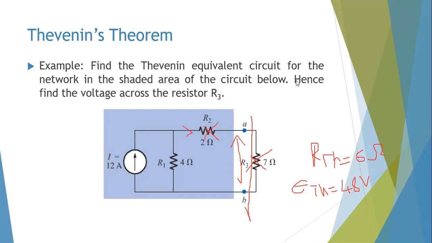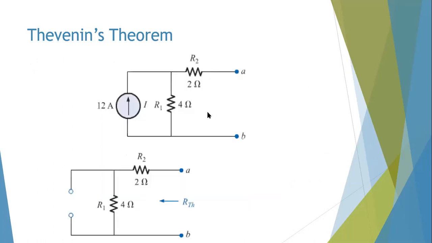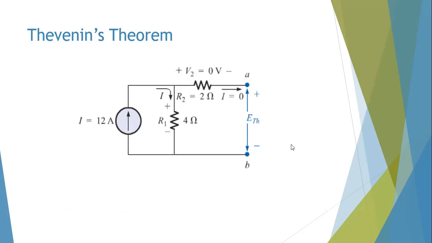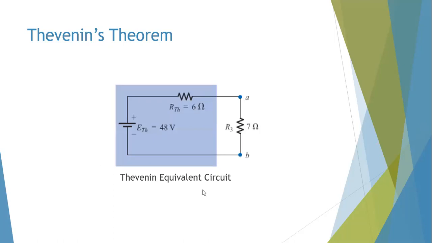Now all the steps are summarized here. We've found our RTH to be 6 ohms, because it's 2 resistors in series. And your ETH, as we've said, no current has to flow here, so all the current is flowing across the 4 ohm resistor. So your ETH will be 48 volts. And this is your Thevenin equivalent circuit with 48 volts and 6 ohms.